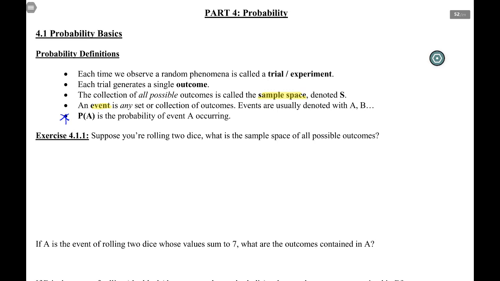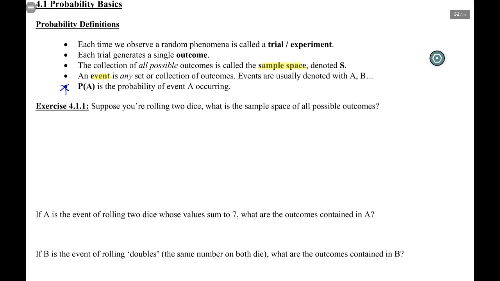So we have our first example. Suppose you're rolling 2 dice. What is the sample space? Well, our sample space, remember, we're going to note with a big capital S, as it says up here. And we're going to use our set notation. So we do that curly bracket. And this says, okay, what are the possibilities if you're rolling 2 dice?